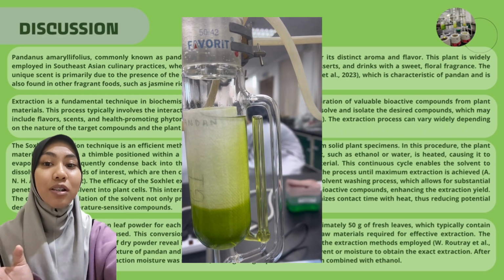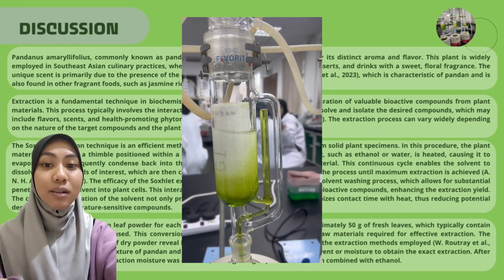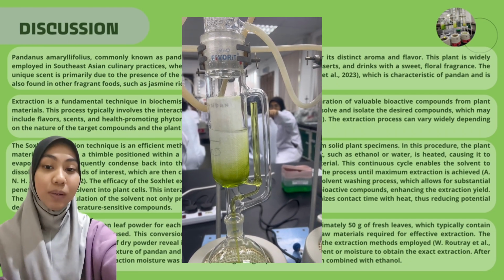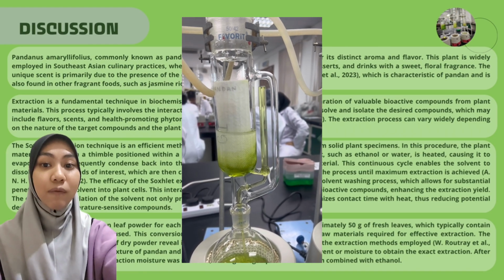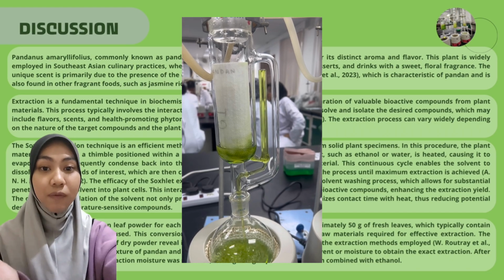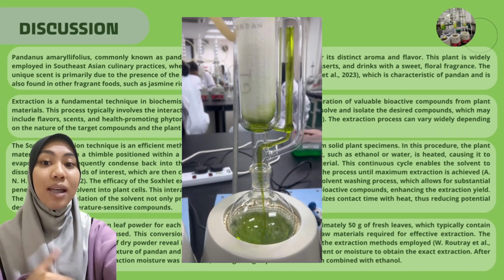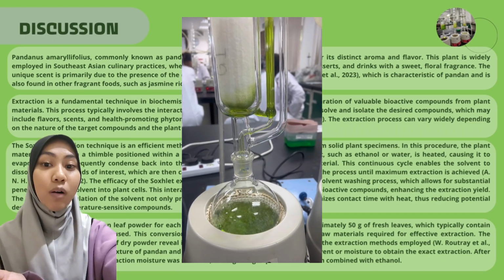The continuous circulation of the solvent not only promotes thorough extraction but also minimizes contact time with heat, thus reducing potential degradation of temperature-sensitive compounds. To produce 10 grams of dry pandan leaf powder for each extraction with ethanol and water, approximately 50 grams of fresh leaf, which typically contains about 80% moisture, must be used. This conversion is critical to estimating the volume of raw materials required for effective extraction.